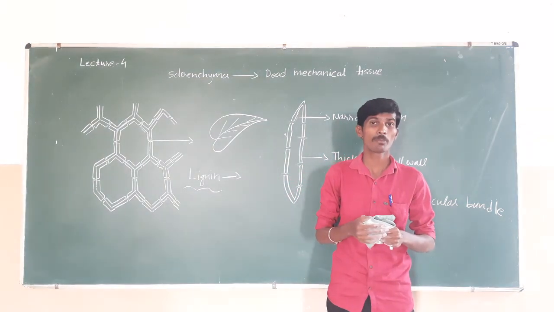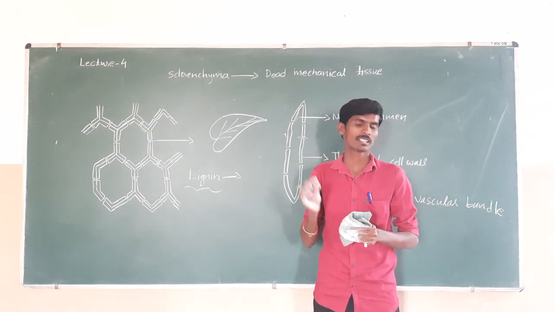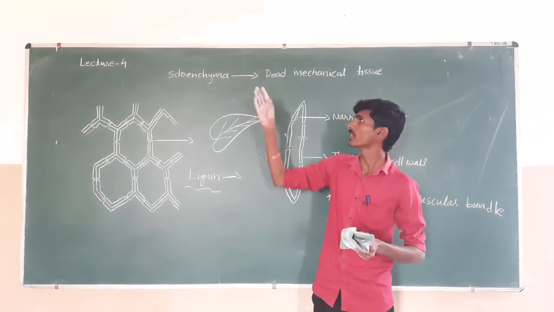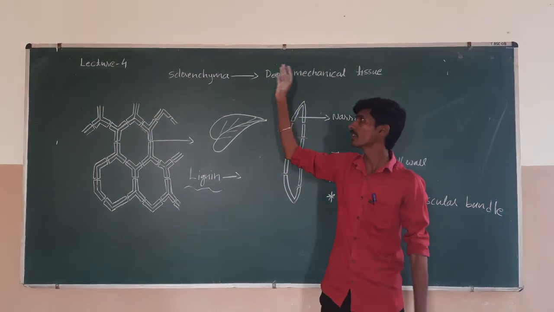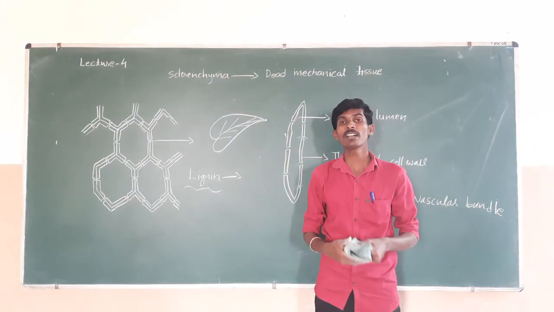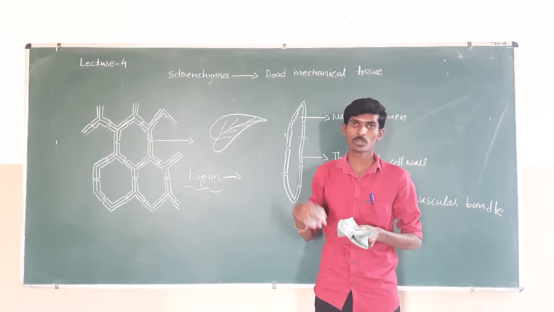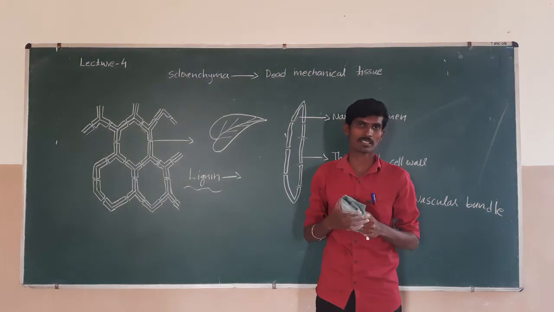Of the simple permanent tissues, there are three types: parenchyma, collenchyma and sclerenchyma. I gave the example of the dead mechanical tissue, the sclerenchyma. What is the function of sclerenchyma? It provides mechanical support to the parts of the plant.